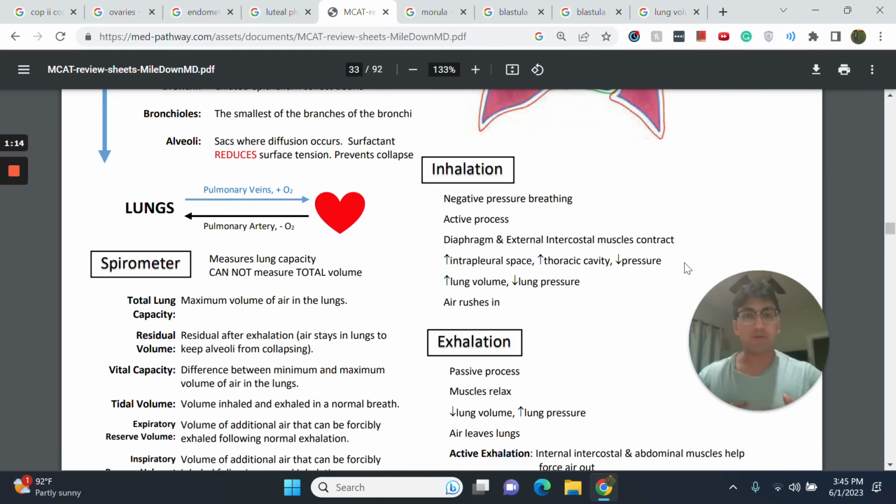So that's basically how I'm doing it. I'm contracting my diaphragm and my external intercostal muscles. I'm creating more space in the intrapleural space in the thoracic cavity, and so I'm decreasing the pressure. Next, we have the lung volume and the lung pressure. So the lung volume increases, like I just said, and the lung pressure decreases, and so air is rushing in.